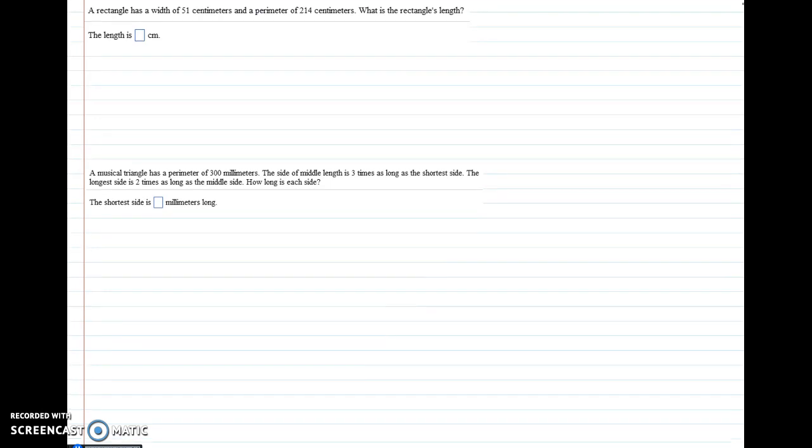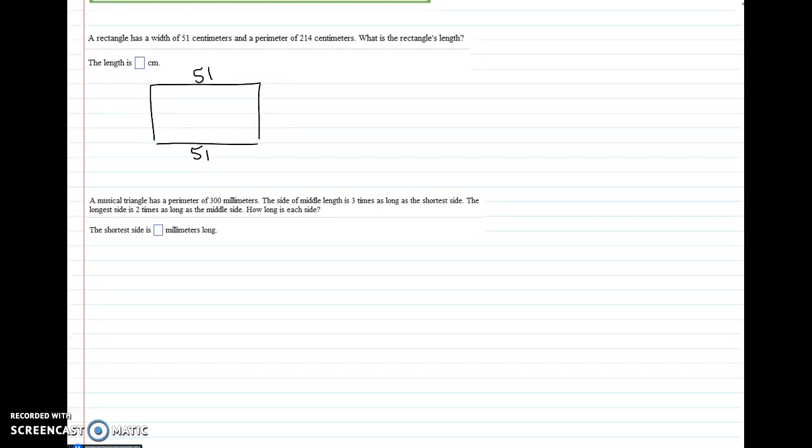okay? So this first one, a rectangle has a width of 51 centimeters. I'm going to draw my rectangle. 51, 51, opposite sides of a rectangle have the same length, and a perimeter of 214. So we have no idea what these other 2 sides are, but we do know that if we add up all 4 sides, we get 214 centimeters. So perimeter is the sum of all 4 sides.